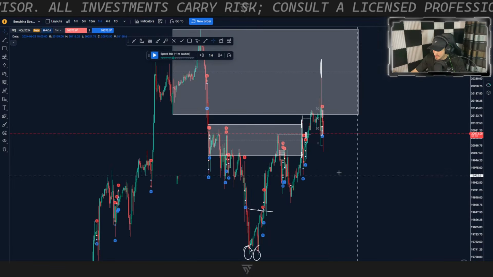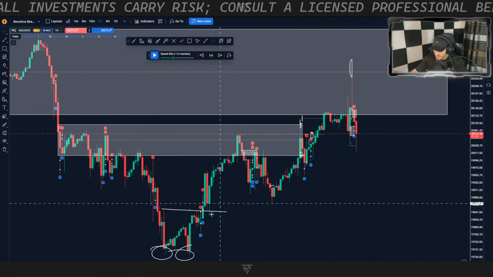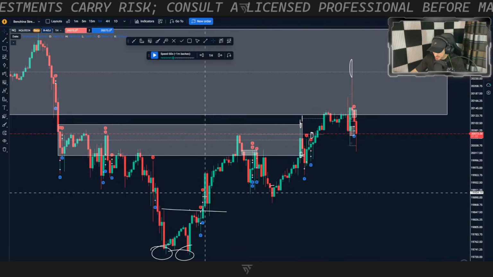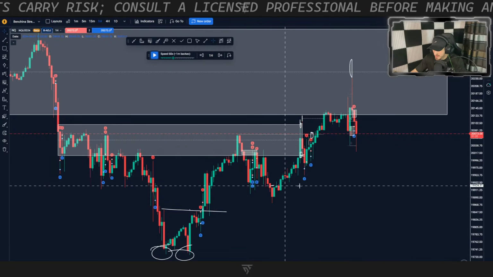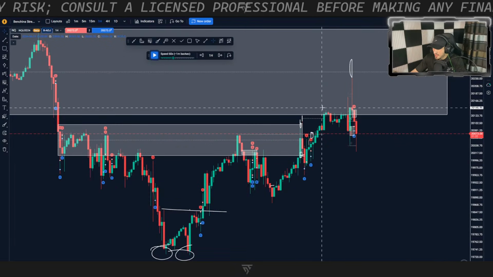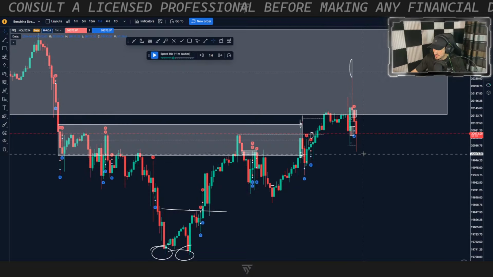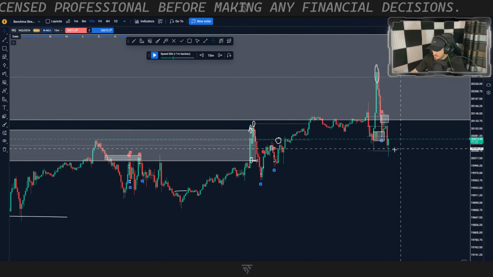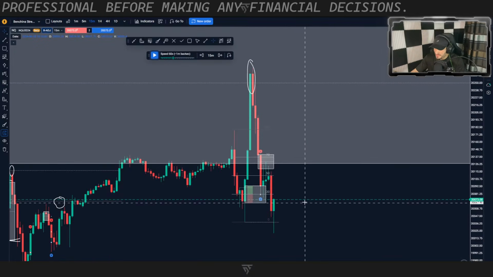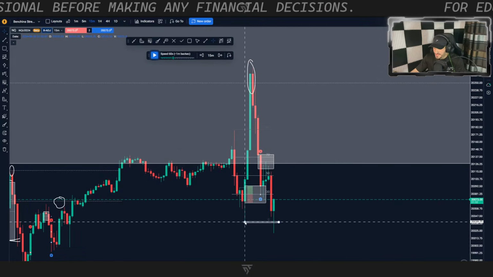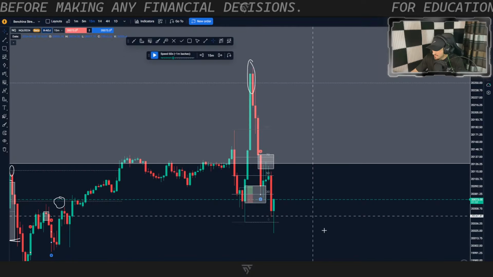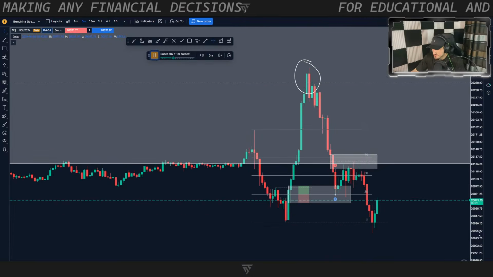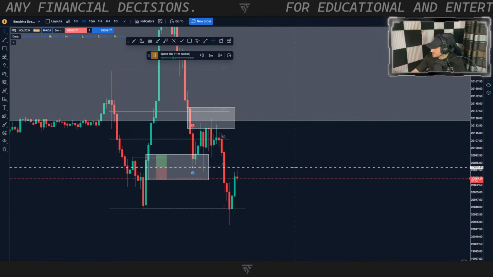If I go to the hourly, almost none of these swings are validated, right? This is not a valid swing. This is a valid swing. This is not a valid swing, and this is not a valid swing either, right? On the 15-minute, all of these swings are valid. So I'm looking for a 15-minute body closure down below that protected low to validate shorts. And this is market structure.